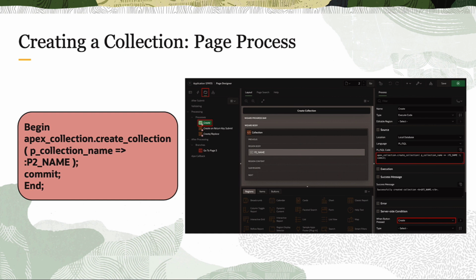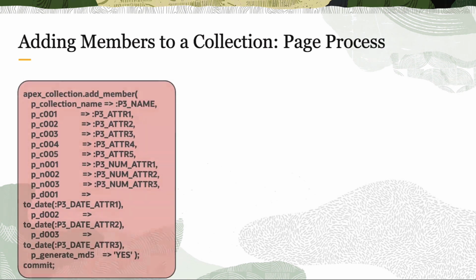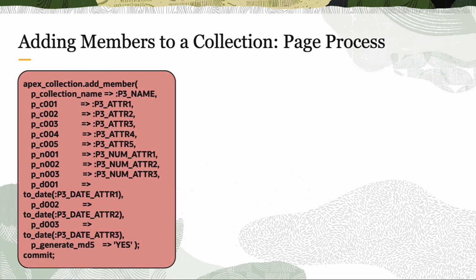The create_collection method creates an empty collection with the provided name. An exception is raised if the named collection exists. Adding members to a collection using a page process.